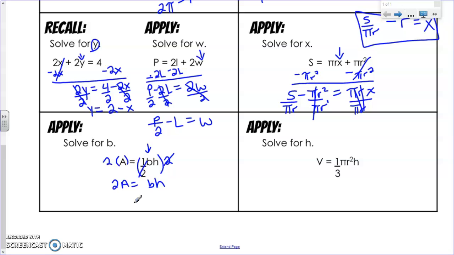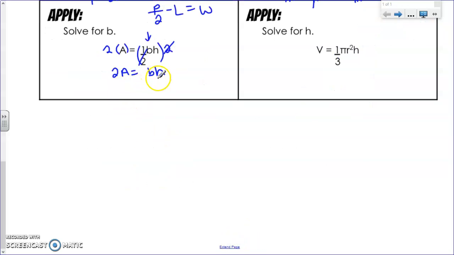Have I solved for b? What do I need to divide by? H, right? Not 2h, just h. The 2 went away. I just have bh left. So that cancels. I get 2a over h equals b. Yes? Over here? If I put a b underneath it, the b would go away too. I'm trying to get b by itself. So it's b times h. So I have to divide. Good? All right. Everybody with me?